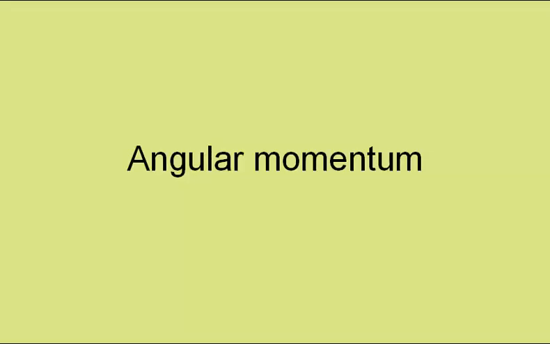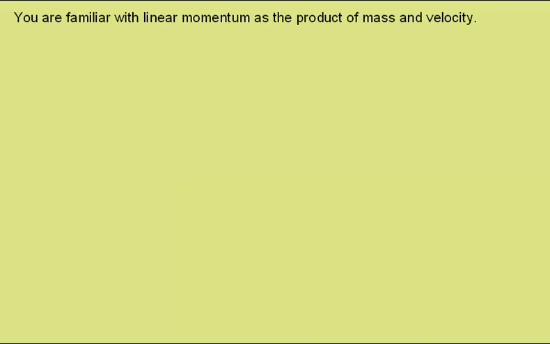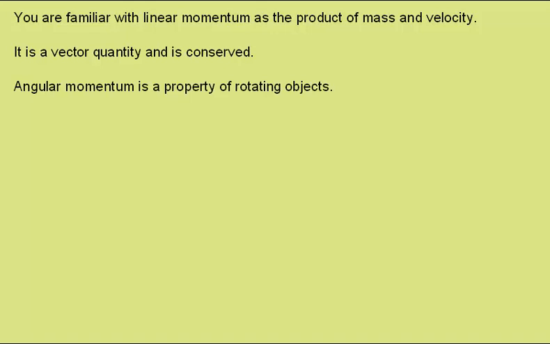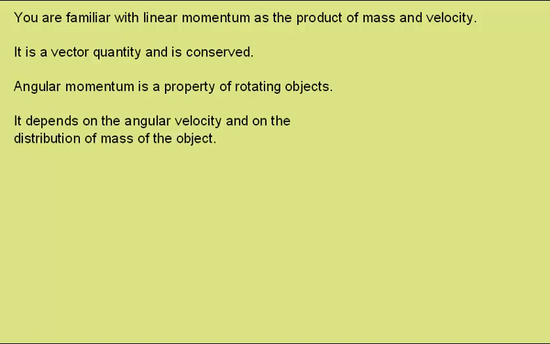Angular momentum. You are familiar with linear momentum as the product of mass and velocity. It is a vector quantity and is conserved. Angular momentum is a property of rotating objects. It depends on the angular velocity and on the distribution of mass of the object. It too is a vector quantity and is also conserved.